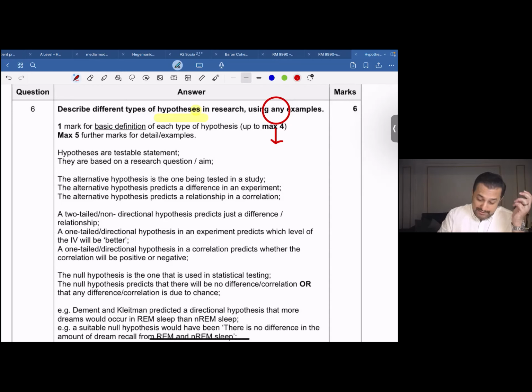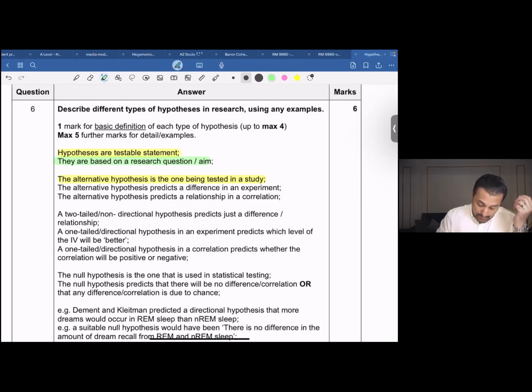Now, for this particular 6-mark question, you get 1 mark for a basic definition of each type of hypothesis, and at max you could get 4 marks by merely writing definitions. Maximum 5 further marks for detail or explanation. Now, hypotheses are testable statements. They're based on a research question or an aim. The alternative hypothesis is the one being tested in a study. Remember, non-directional hypothesis and directional hypothesis are both examples of an alternative hypothesis.